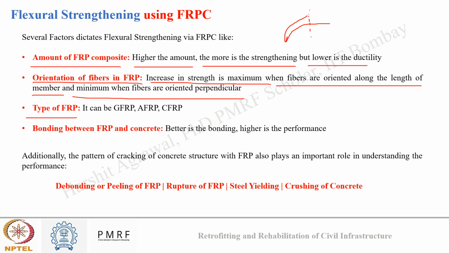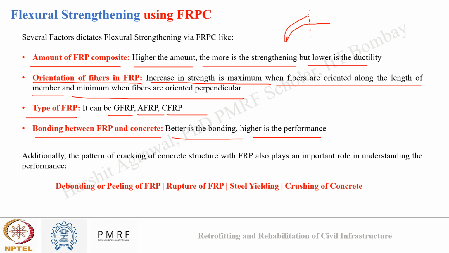Type of fiber. The amount of flexural strengthening can differ based on the type of fiber also. Our FRP can be glass fiber reinforced polymer, aramid fiber reinforced polymer, or carbon fiber reinforced polymer, and for each case my strengthening level will be different. And finally, one more major factor which governs the flexural strengthening is the bonding between FRP and concrete. So better is the bonding, higher is the performance. We will see how each of these factors affects the strengthening ahead also. This is just for the basic conclusion about how different factors are affecting.